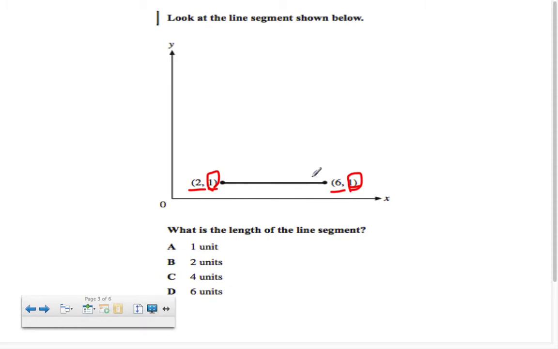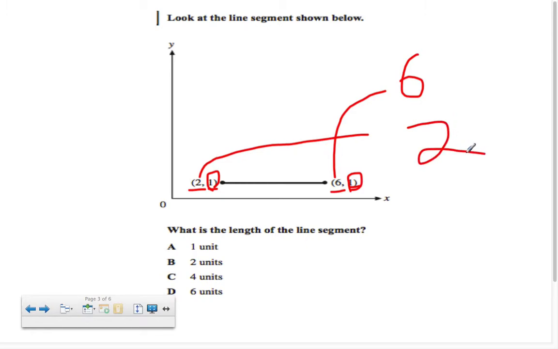And all you would have to do at this point is take the 6 that came from here. Notice it's the bigger of the two. Take the 2 that came from there. Notice it's the smaller. And do some subtraction. 6 minus 2 is 4. And if you could do that simple subtraction, you would see that C, 4 units, is the right answer.